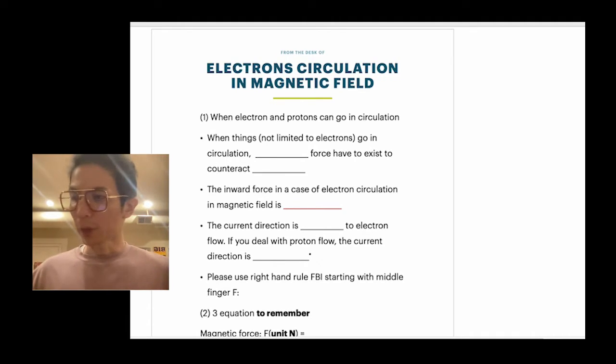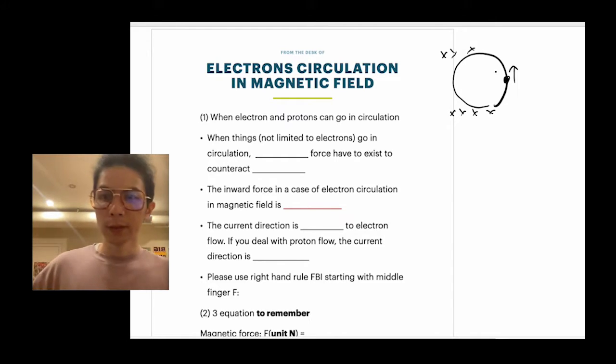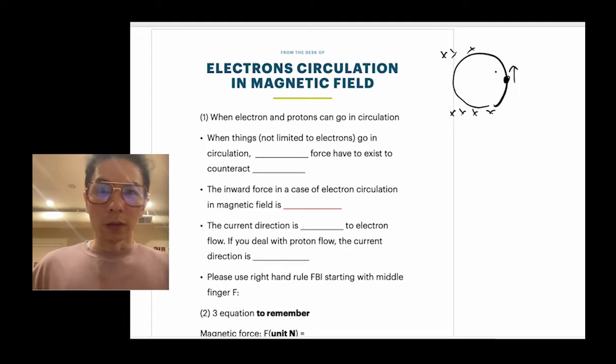Okay, in this video, I'm gonna talk about the electrons circulation in magnetic field, and you will see a lot of this type of cartoons, and the electron or proton go in circulation like this way in magnetic field. So this is something we're gonna deal with in this video. Okay, so let's go with the basic idea about this type of situation.